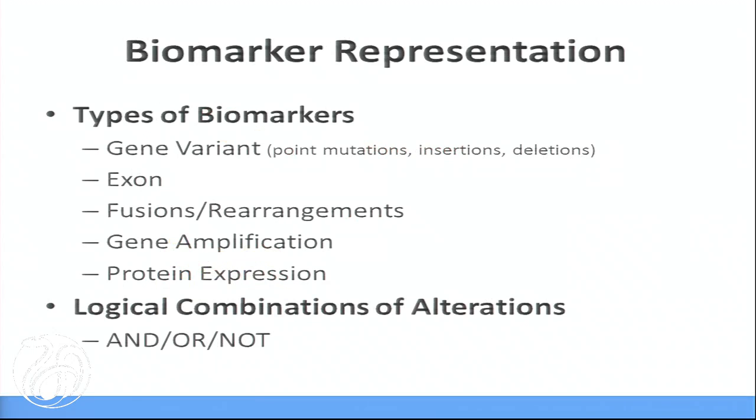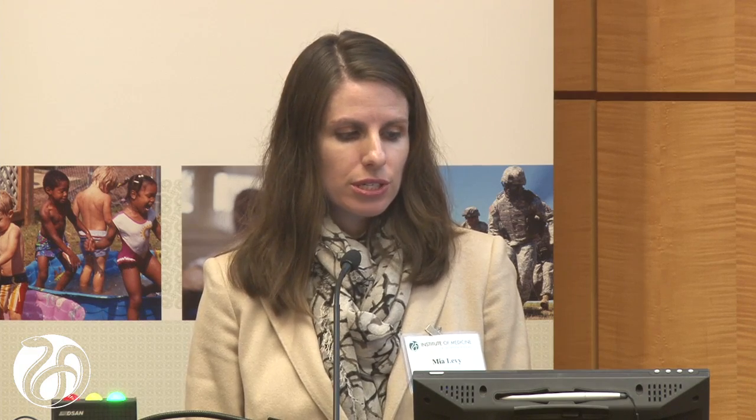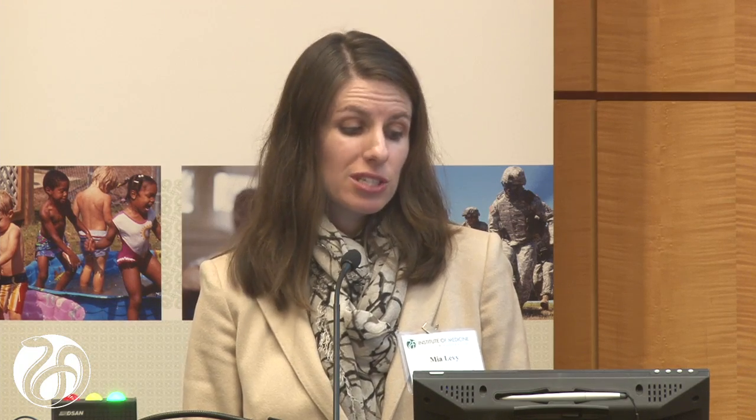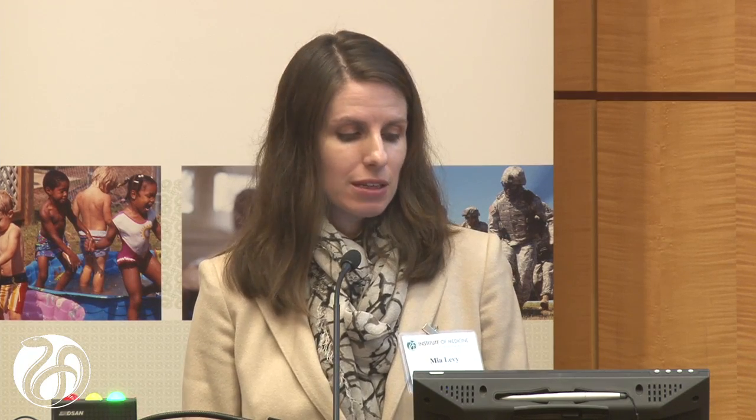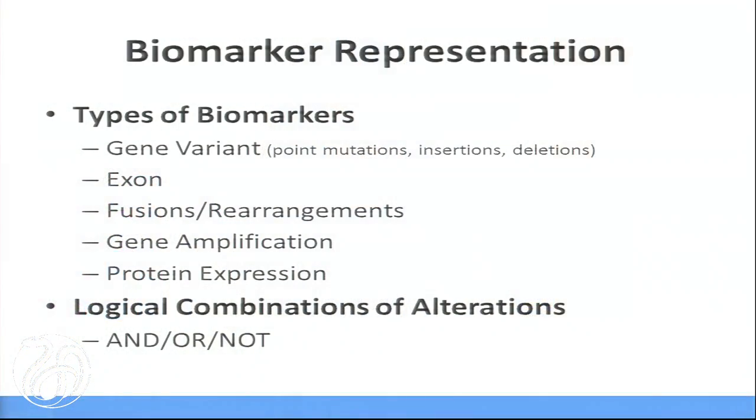Now, as you were hearing about earlier, there's a lot of different types of biomarkers. They're not all sequencing-based biomarkers that we use for standard of care testing in cancer today. So beyond just point mutations, insertions, and deletions, we also include information on fusions, rearrangements, gene amplifications, and even protein expression, which is immunohistochemistry, a standard form of testing in the lab. We also include complex logical combinations of alterations, and I'll give you an example in a second.